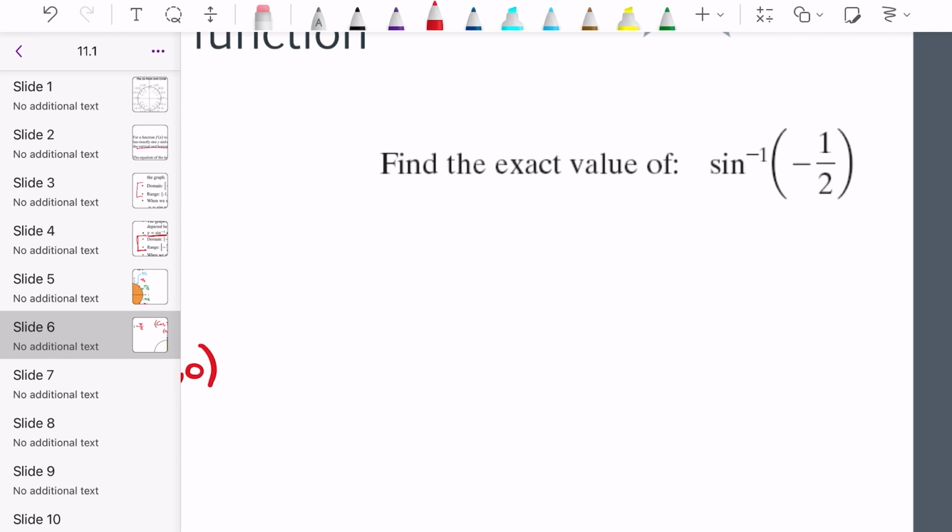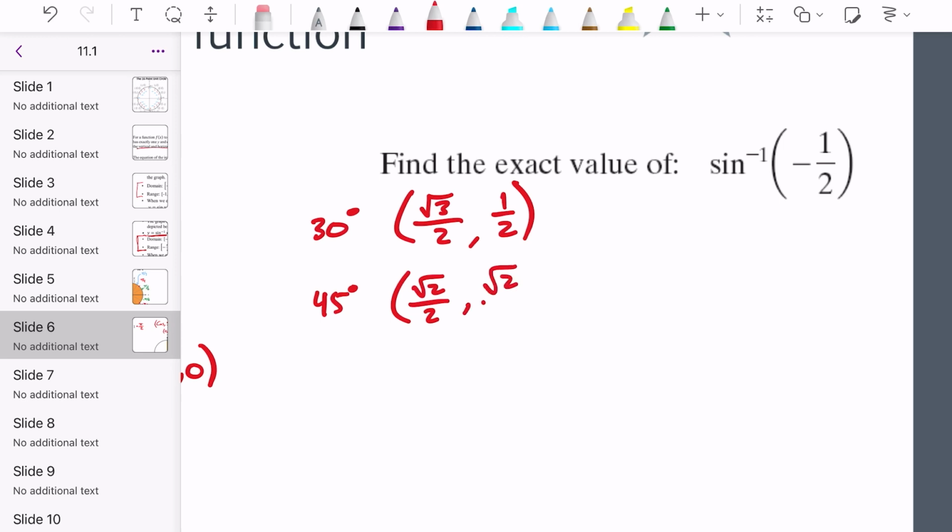For our 30-degree angle, that would be square root of 3 over 2 comma 1/2. Our 45 is going to be the square root of 2 over 2 in both the x and y, or the cosine and sine. And our 60-degree angle, which would be 1/2 comma square root of 3 over 2.